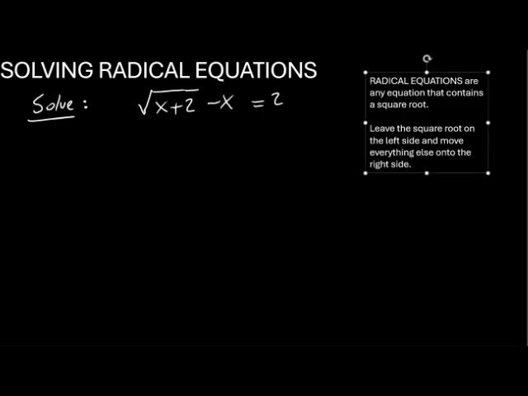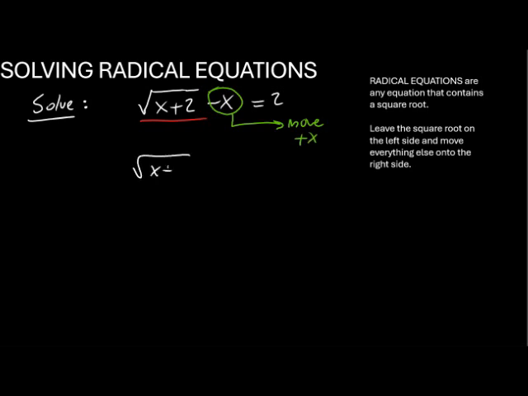The square root of x plus 2 will stay where it is. However, the minus x that's on the left, we will move to the right, and when we move it, it will become a positive x. Therefore, we will now have the square root of x plus 2 equals x plus 2.